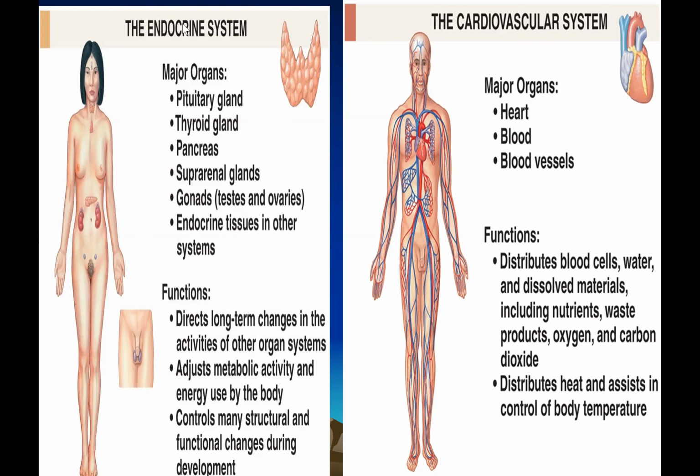So the main function of the endocrine system is to direct long time changes in other organs. It will play a role in maintaining your metabolism of your body. It controls structural and functional changes during development.